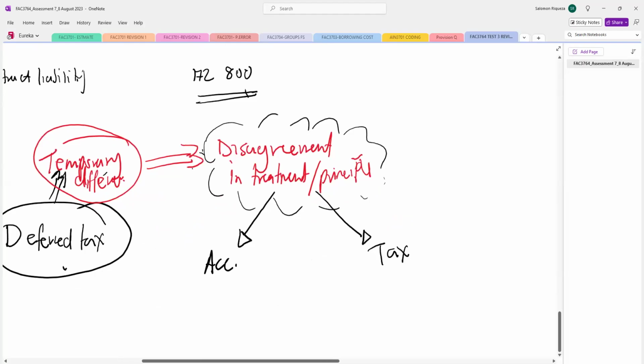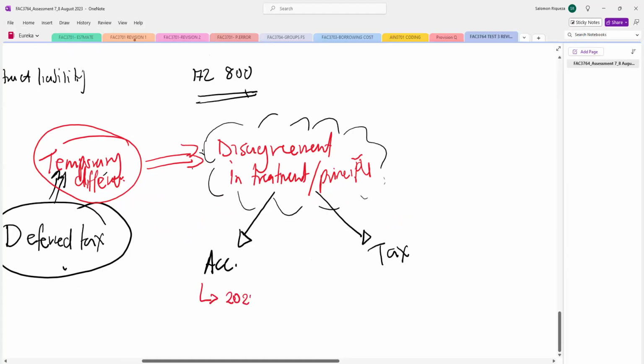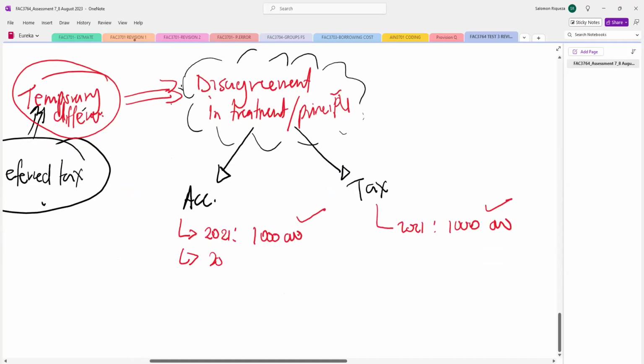And then we are told, okay, we are in accounting. We used to have, for example, inventory. Let me use inventory. So in accounting, we had inventory in 2021. That was 1 million, and SARS had agreed with that. So they also had 1 million in 2021. We were all good. We didn't have any problem. Come 2022, maybe we bought more inventory, we have 1.5. SARS is also happy. It says 1.5. So we are happy, both of us.